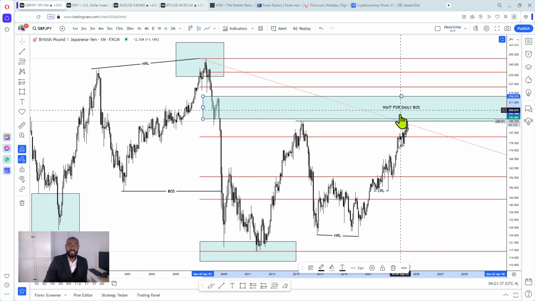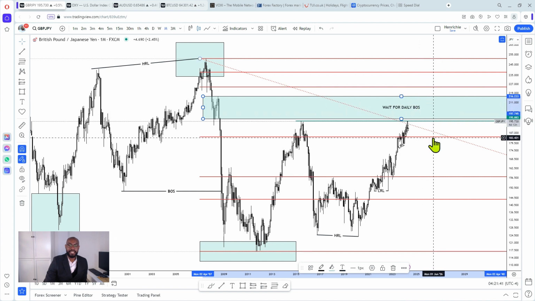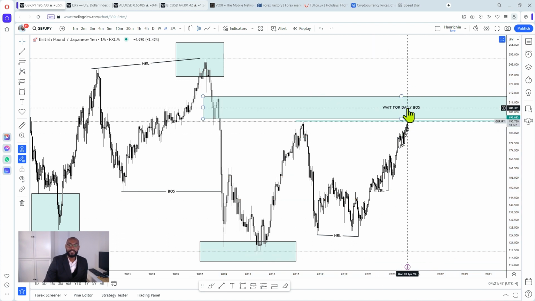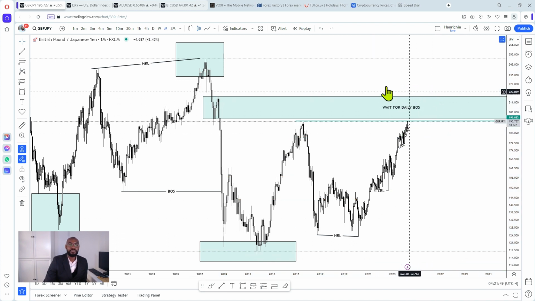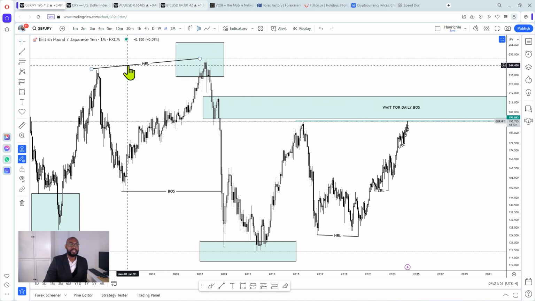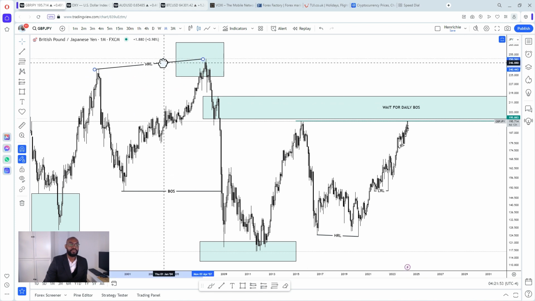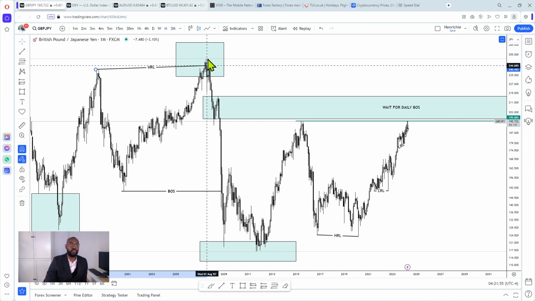Whichever one it's gonna be, all I want to see eventually is a break of structure on the daily time frame. And once I see that, I'll be looking for a sell. If I don't see that and price continues to go to the upside, then most likely price might be hunting for the buy side liquidity resting right here. So that is what I'm going to be watching.